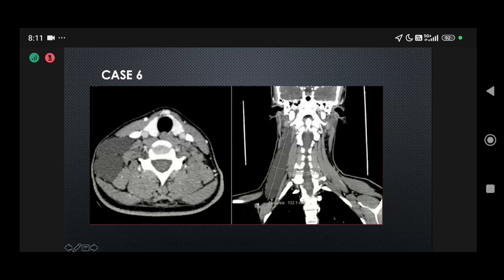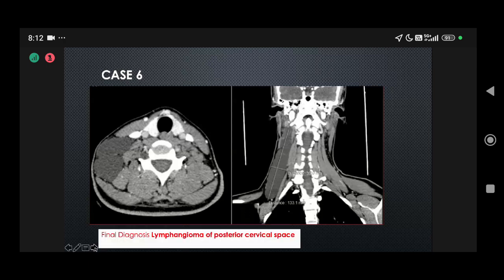First of all, try to see this space on the normal side, it is all made up of fat. Here you are not able to see anything. It has an effaced fat plane with adjacent structures. This is the perivertebral space which you can see here. This is the sternocleidomastoid muscle. So what is this space? This is nothing but a cystic lymphangioma arising from the posterior cervical space.